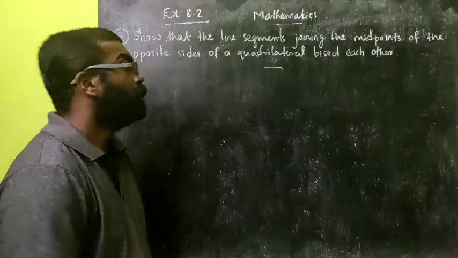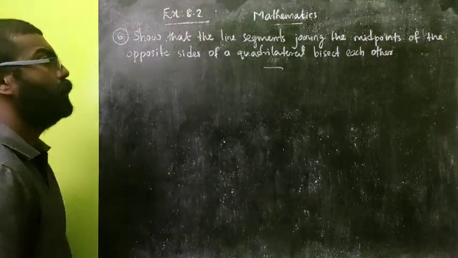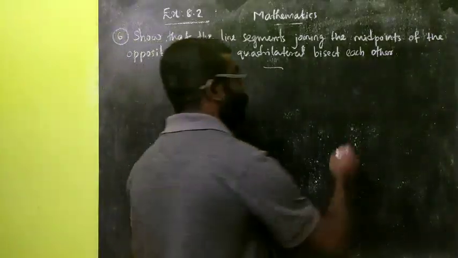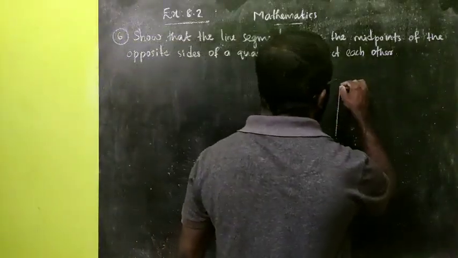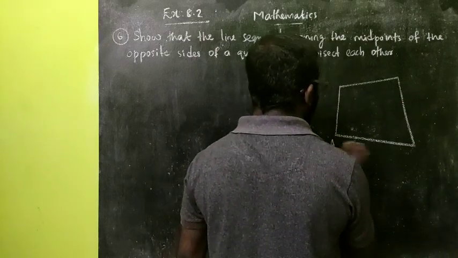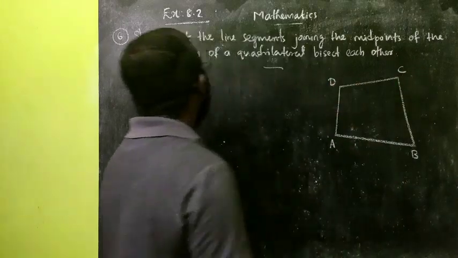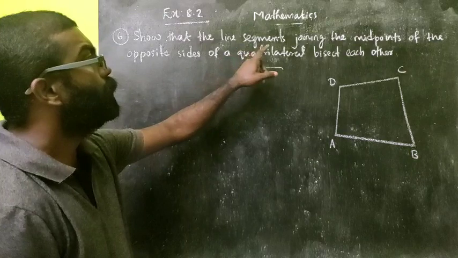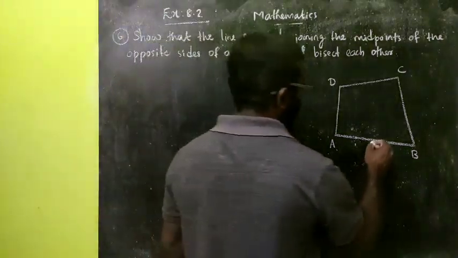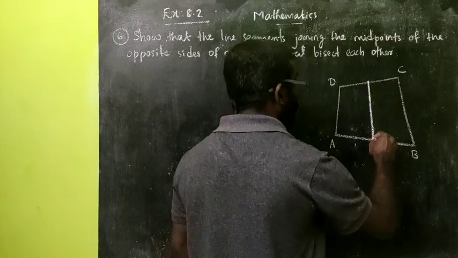Here the next question is, show that the line segments joining the midpoints of the opposite sides of a quadrilateral bisect each other. So we can consider a quadrilateral, name it as ABCD. The line segments joining the midpoints of the opposite sides. So we can mark the midpoints of the sides and join the midpoints of opposite sides.